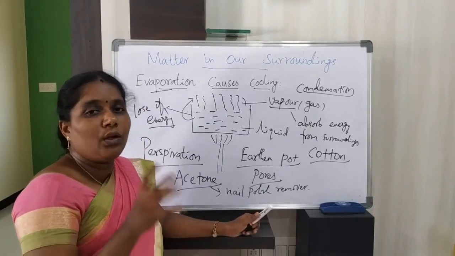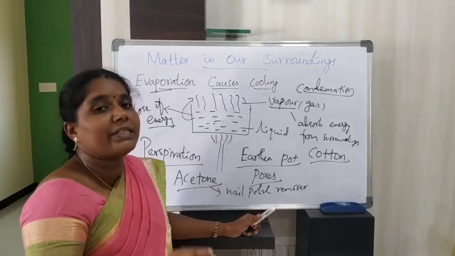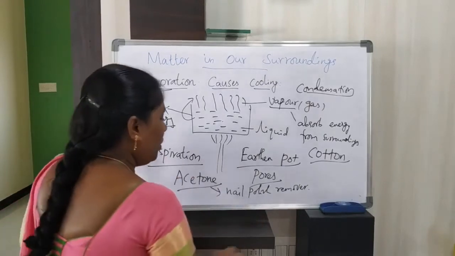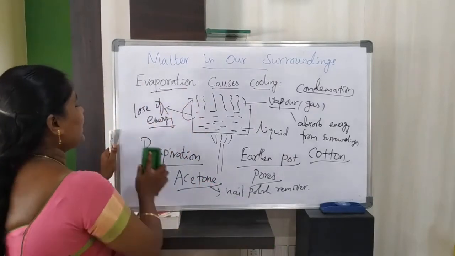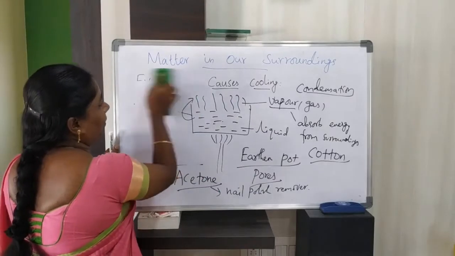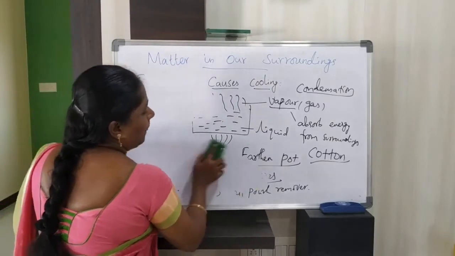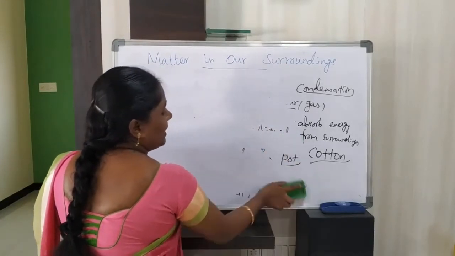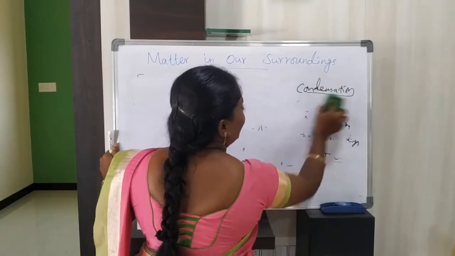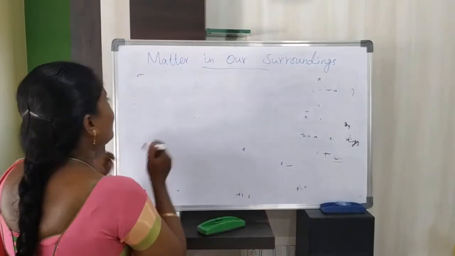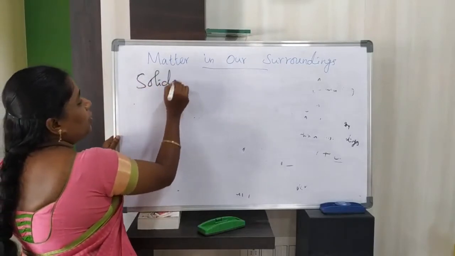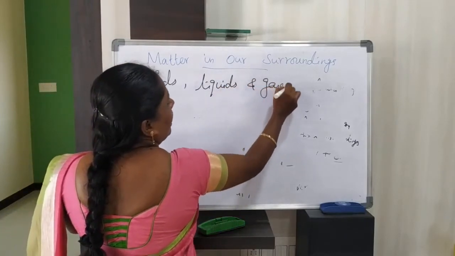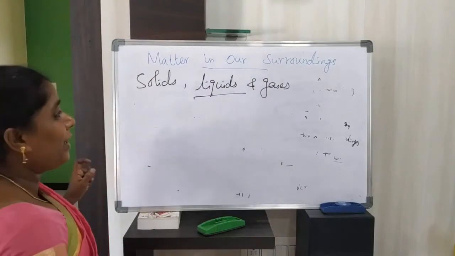So next, finally, we are going to discuss two more states of matter, that is the fourth state of matter and the fifth state of matter. You know, already we have discussed only three states of matter. What are the three states of matter? That is solids, liquids and gases. These three states of matter we have already discussed.